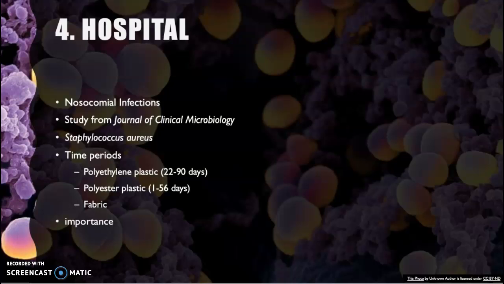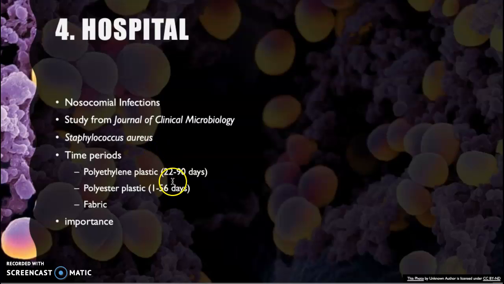So the fourth one is a hospital. This one has a lot to do with nosocomial infections, which are infections transmitted in the hospital. This is a study from the Journal of Clinical Microbiology. It has to do with Staphylococcus aureus, which is one of the main infectious microbes in a hospital that spreads quickly.